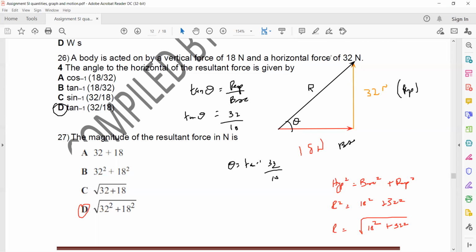Here in this one, the horizontal force is 32 and the vertical is 18. So I should change this, because I thought it was written the other way around. So it should be 18 and 32, and the answer will be tan inverse 18 divided by 32. So it will not be D, it should be B. I had thought the first force was the horizontal one instead of the vertical.